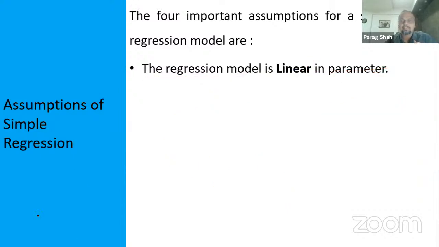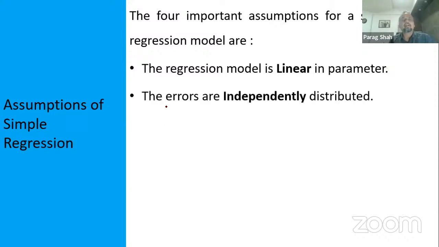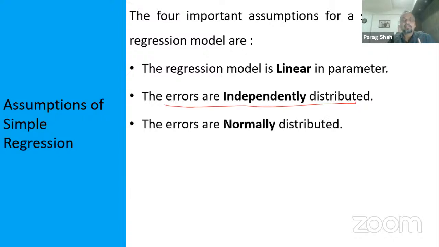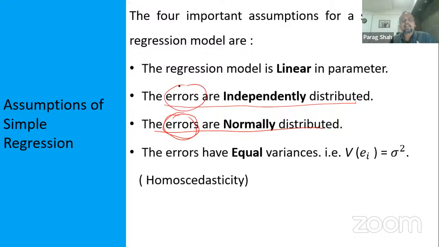And we have to check this at a later stage. Errors are independently distributed. Errors, not the variables, right? Errors are normally distributed. Again, not the variables. Errors. So mind well all this. Errors are having equal variances. Again, it is errors. So in regression, the assumptions are for errors.